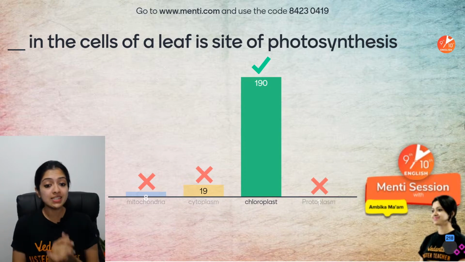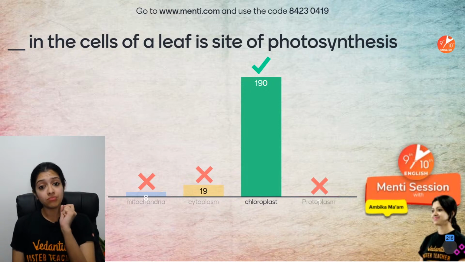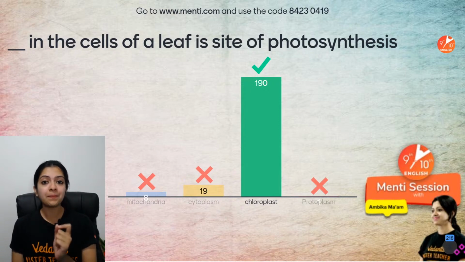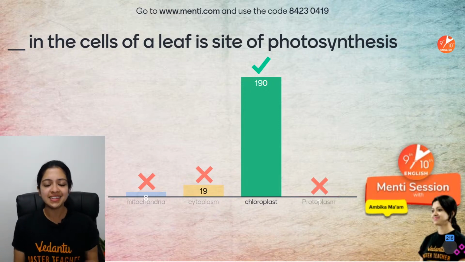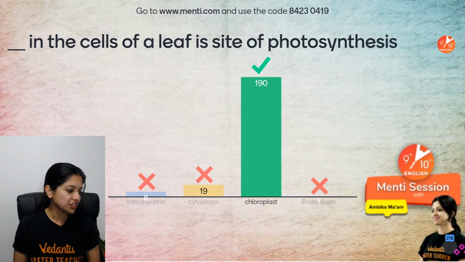Of course, what is so special about the chloroplast? Because the chloroplast contains the pigment chlorophyll, right? And as a result, the sun's energy can be trapped and all the other reactions can progress. Right, children? Okay.